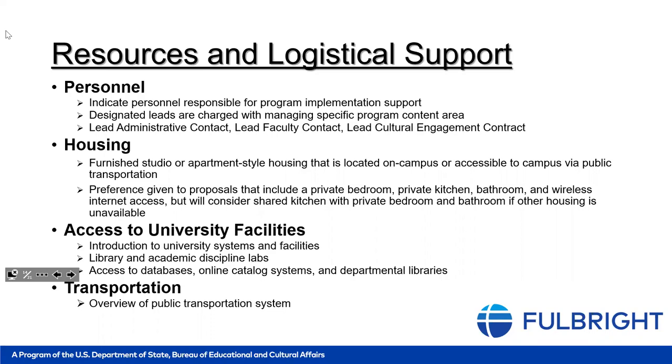Next, we have housing. Your proposal must indicate an ability to provide suitable housing for the junior faculty. Hosts must provide furnished studio or apartment style housing that is located on campus or campus adjacent. While the preferred method of housing the grantees is to give them a private bedroom, private bathroom, and private kitchen, you will not be disqualified for proposing housing that has a shared kitchen as long as each grantee has their own bathroom and own bedroom.